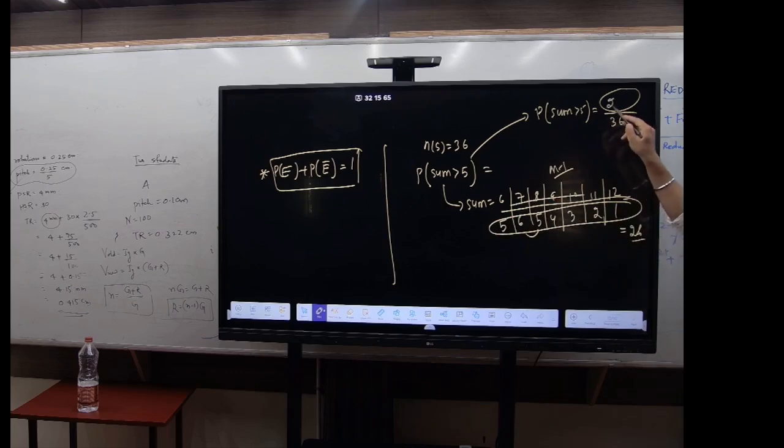So I will write 26 by 36. And what is 26 by 36? 13 by 18. This is 26 only, no? What is the option coming? Option number 2. So if you have that flow chart, you can easily go through this and you can remember it.